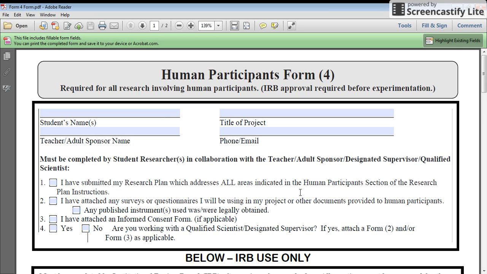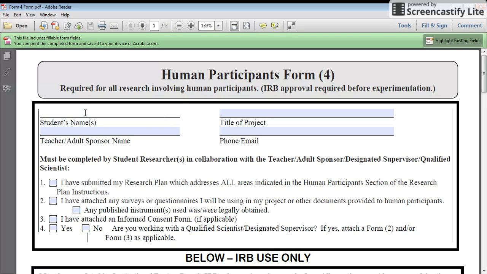In this tutorial, we will cover how to complete Human Participants Form 4. The Human Participants Form 4 comes in two parts. The first page is required for all research involving human participants. The Institutional Review Board must approve the student's research plan and their surveys before experimentation occurs.